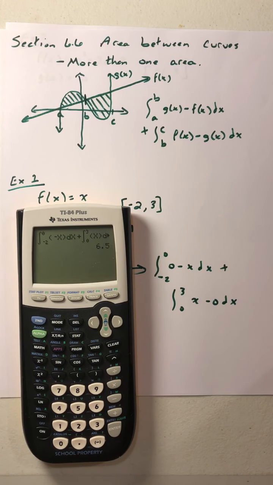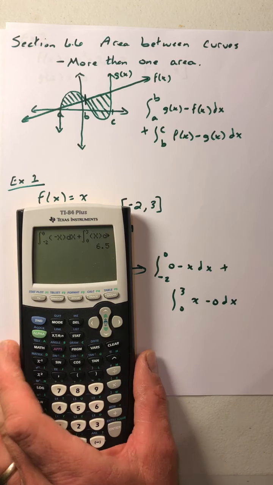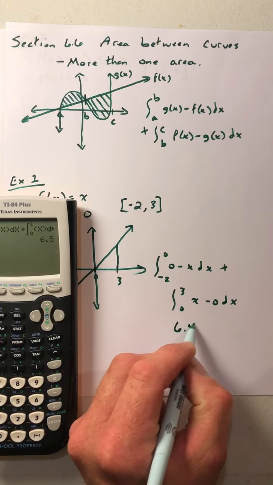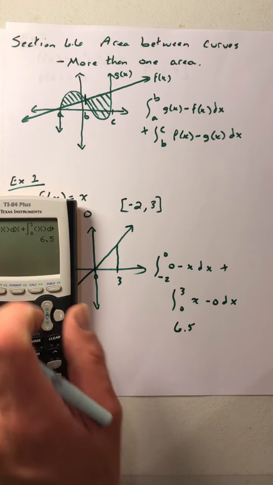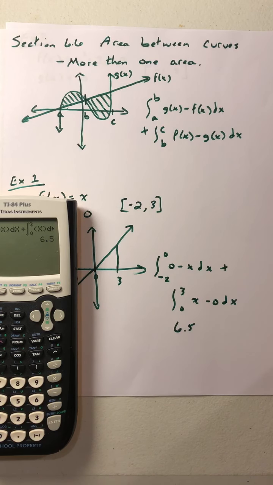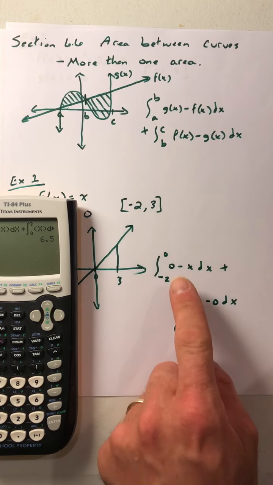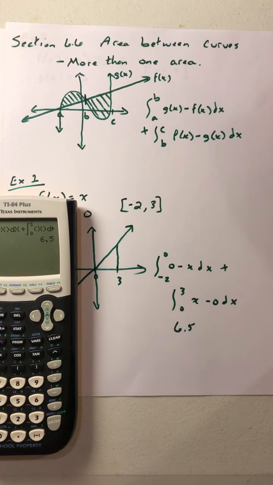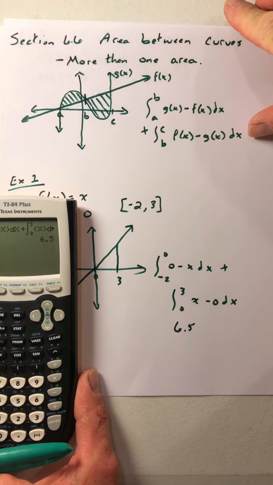If we click enter, that's going to give us our area, and we don't have to do all that math. Now, if you don't have the 84, you can do it on the 83. It's a little more cumbersome. If you look it up on the internet, it'll show you how to put it in. I don't have one to show you on, or I would. But our area then is 6.5. Again, you could do this by hand, but I'm going to allow you to use that calculator program to make your life a little easier.